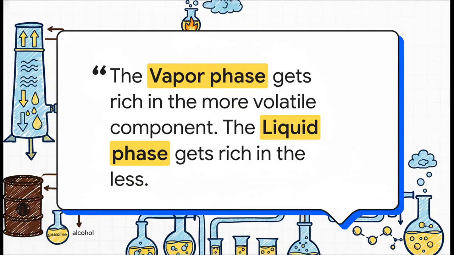And this right here brings us to the single most important rule in all of separation science. When you heat up a mixture of liquids, the vapor that comes off will always be more concentrated, or richer, in the more volatile stuff. It's a simple, natural law, and it's the key to everything.